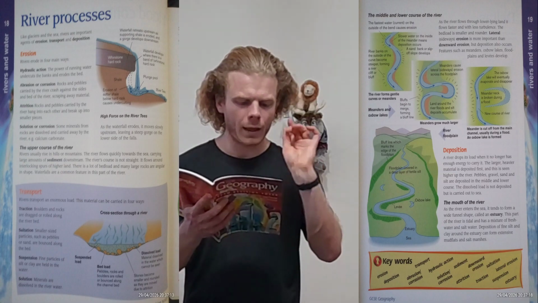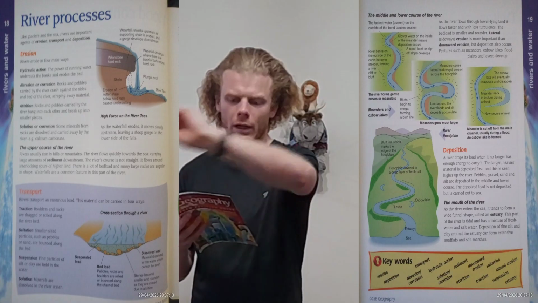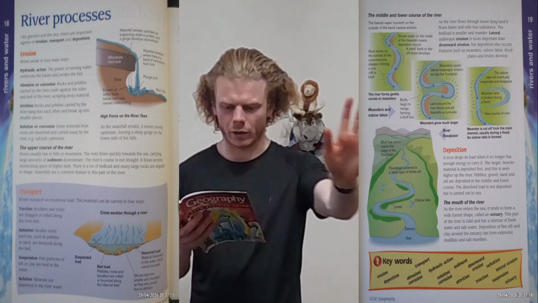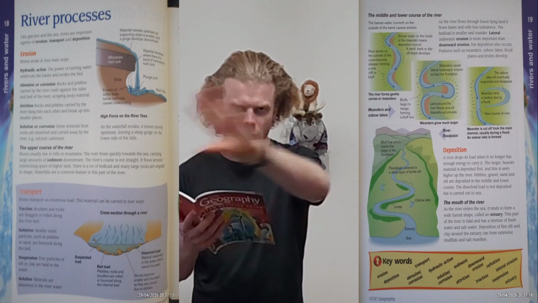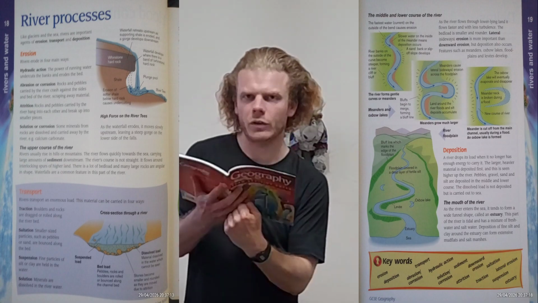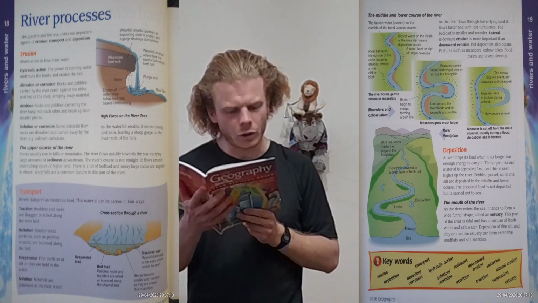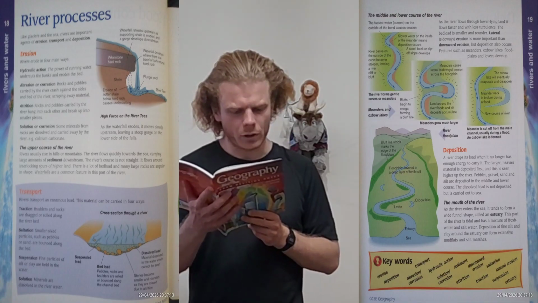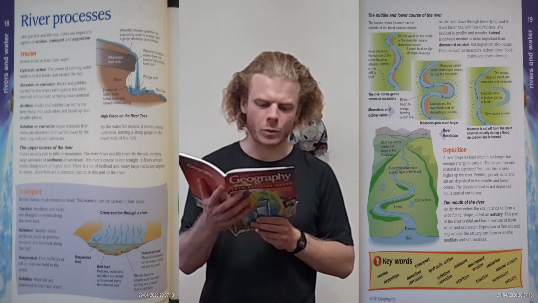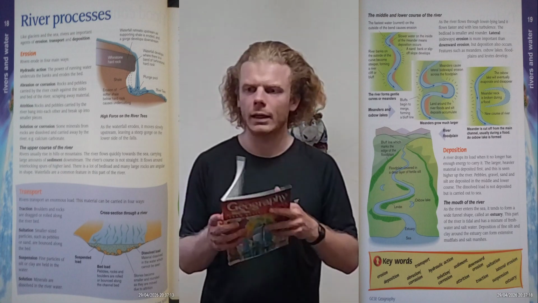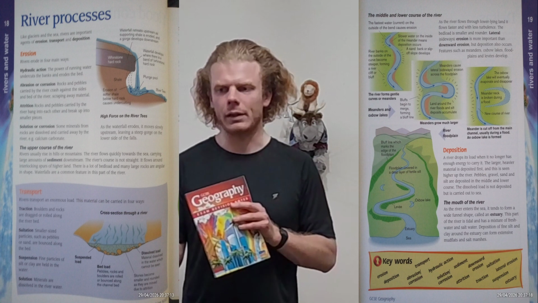Abrasion is the rock going. Hydraulic action is just the water going along the walls. Abrasion or corrasion, the stones going along the walls, and attrition, the stones themselves crashing against each other. Solution or corrosion. Some minerals from rocks are dissolved and carried away by the river. Example, calcium carbonate. Some things are dissolving over time in the water.